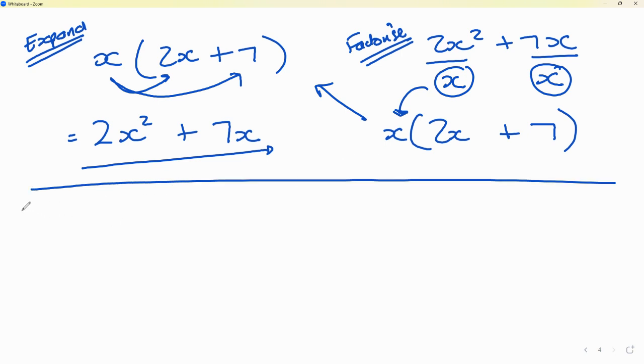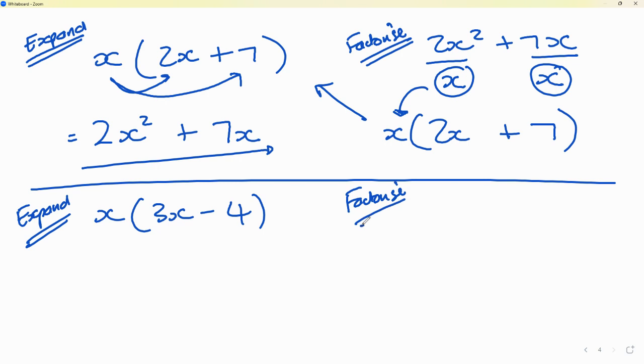I want you to do exactly the same process now, okay? Suppose you've got x and 3x minus 4. Expand and then factorize the answer. Okay? So start from here, get your answer, write it at the top, and then work your way down again, getting the exact same question you started with for expanding. Okay.